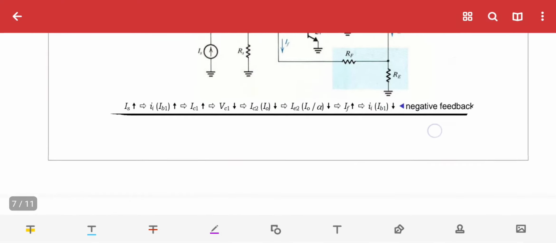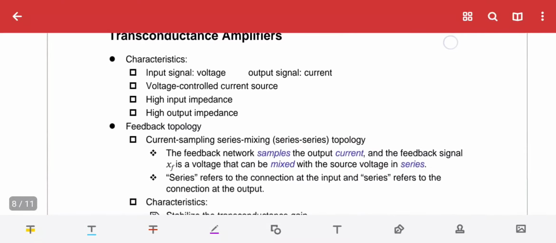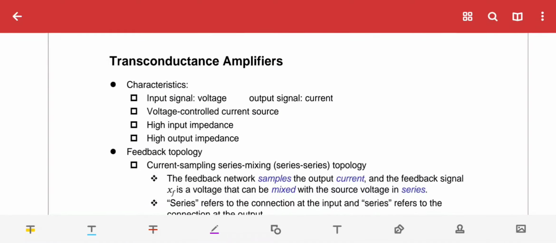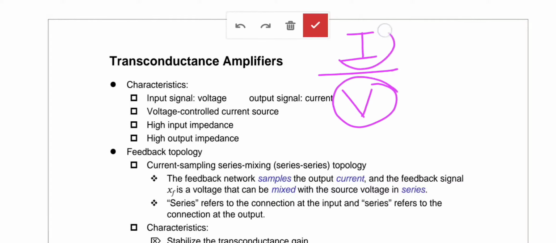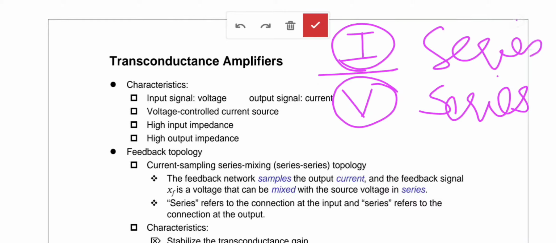Now the third one is transconductance amplifier. What is transconductance amplifier? Transconductance amplifier means input is a voltage signal and output is a current signal, or transconductance means I by V. Input is voltage means it is series connection. Output is current means it is series connection. So both are series, so input resistance is high and output resistance is high. So high input impedance, high output impedance.